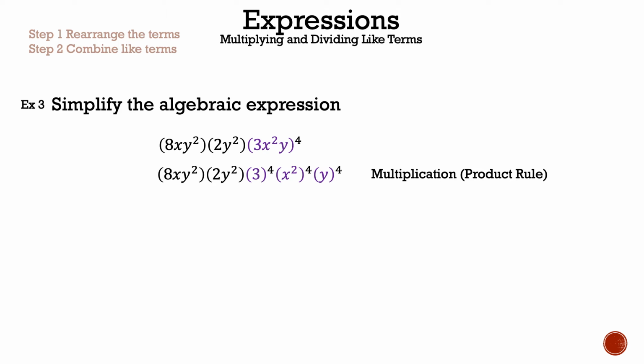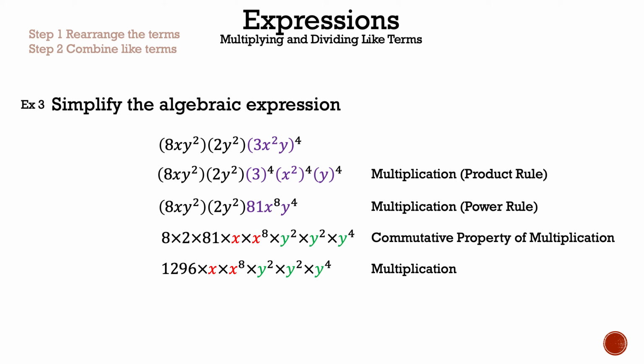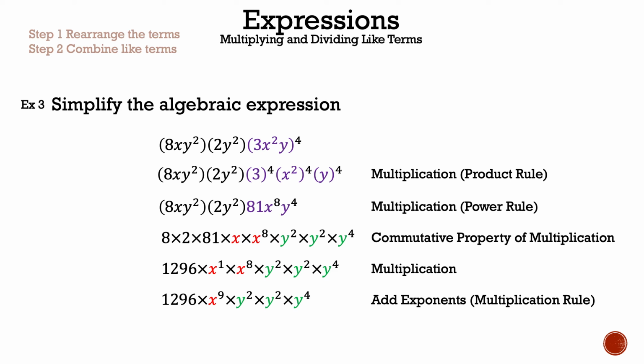So we have 1296 times x to the 8th times y squared times y squared times y to the 4th power. And so now we're going to add that hidden exponent of 1 to that variable of x, so we can add the exponents using the multiplication rule of exponents. And so 1 plus 8 is 9, so now we have x to the 9th power.